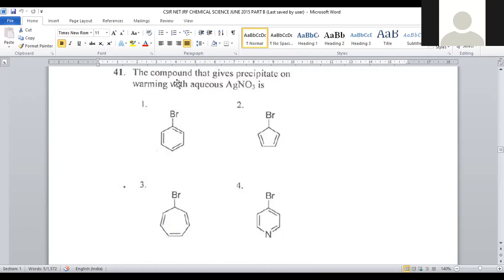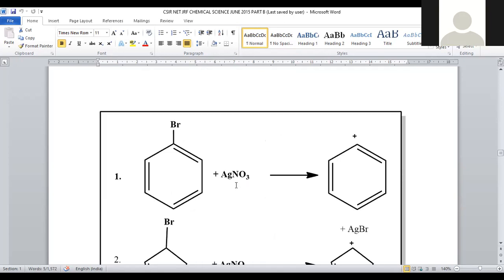But they are asking where the precipitate formation is larger. All are halogenated compounds only. One is bromobenzene. Second is 1-bromo-cyclopentadiene. Third is 1-bromo-cycloheptatriene. And this is 4-bromopyridine. All these are halogenated compounds. Right now we are going to treat with silver nitrate where the precipitate formation is higher. In order to get that, we have to see where the intermediate formed will be stable. Let us see the chemical reactivity comparison.